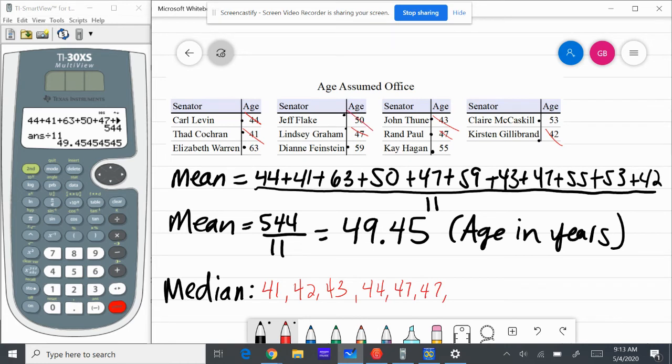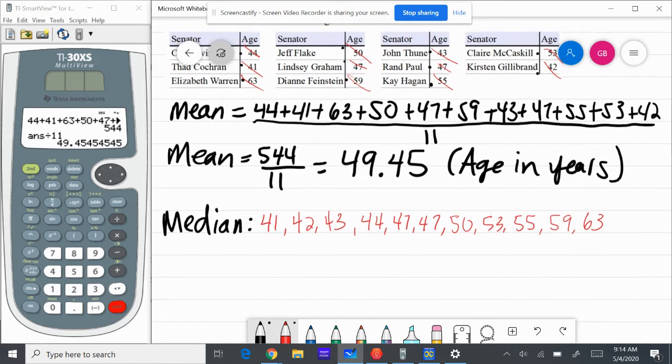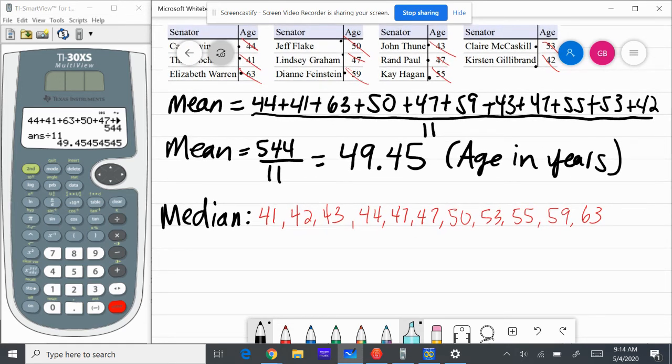After 47, 50, 53, 55, 59, and 63. Just make sure I crossed everything out. Yes, I did. So I have all my numbers. Now I'm going to cross out, again, outside, working my way in. Cross out one number. Another one from each side. Another one from each side. Another one from each side. So there we go.